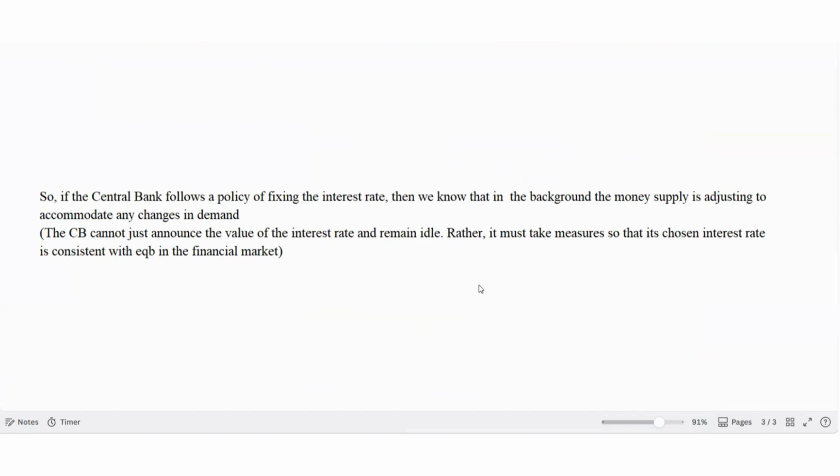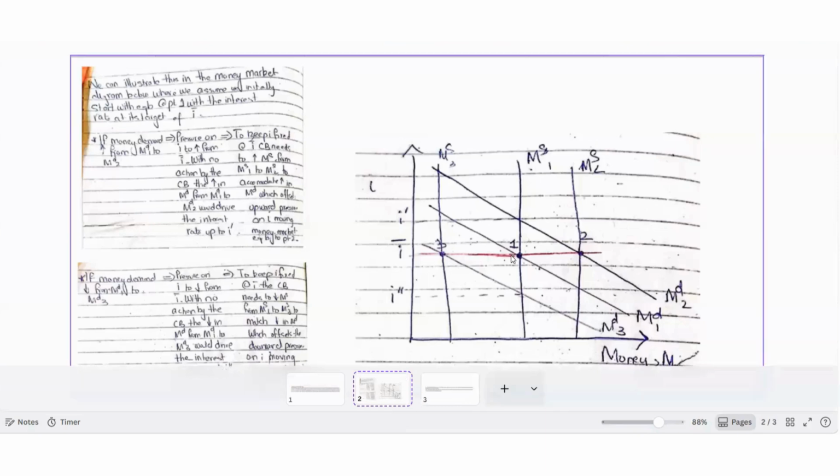The central bank can't just announce the value of the interest rate and remain idle. Rather, it must take measures so that its chosen interest rate is consistent with equilibrium in the financial market. Otherwise, there'll be pressure on it to change. Because if you start at 1 and money demand increases, the central bank does nothing, there'll be pressure on interest rate to increase. If money demand decreases and the central bank does nothing, there'll be pressure on interest rate to fall. So it needs to adjust the money supply to maintain money market equilibrium at its chosen interest rate. So there's no pressure on the interest rate to change.